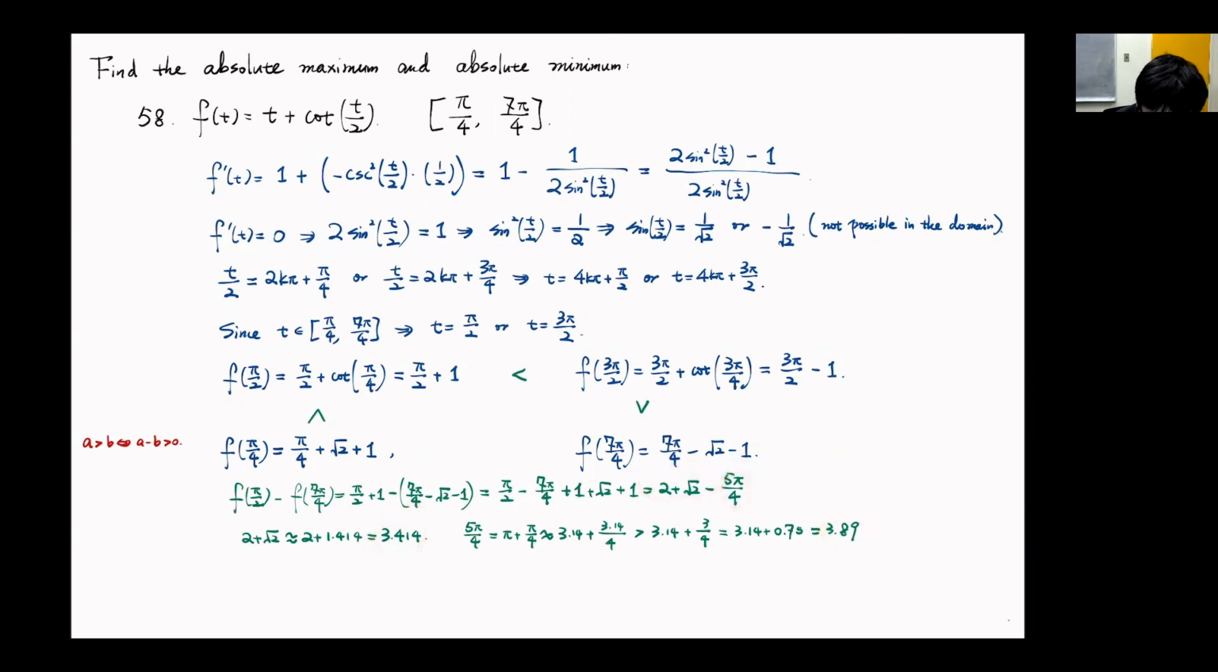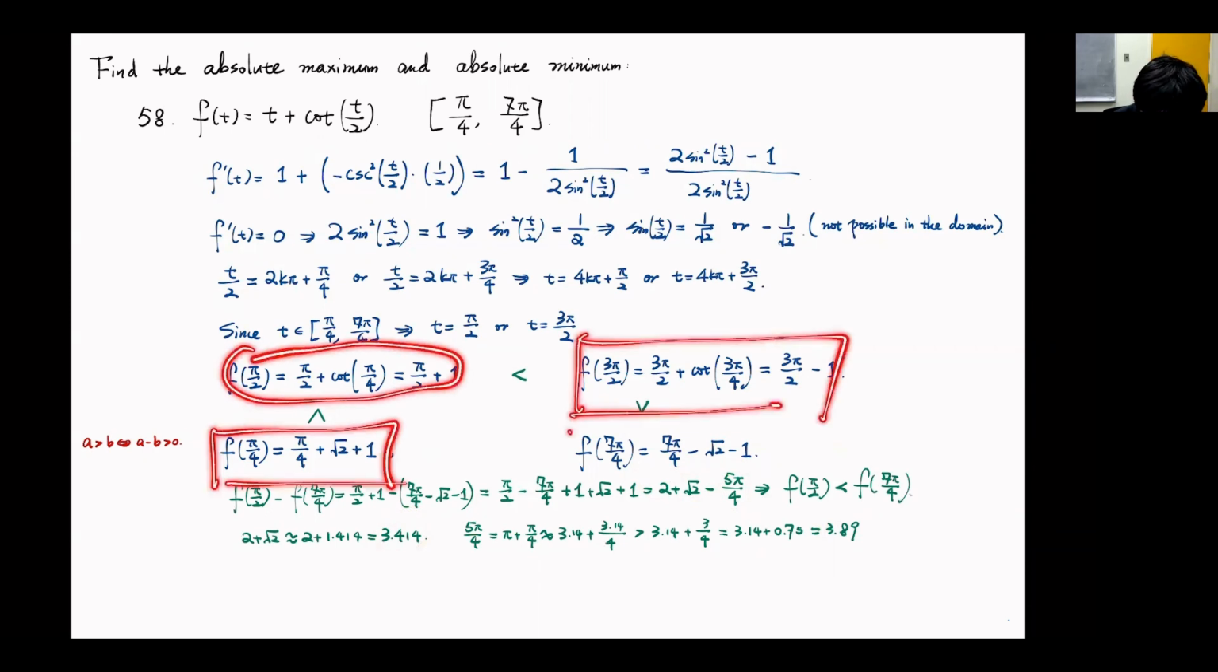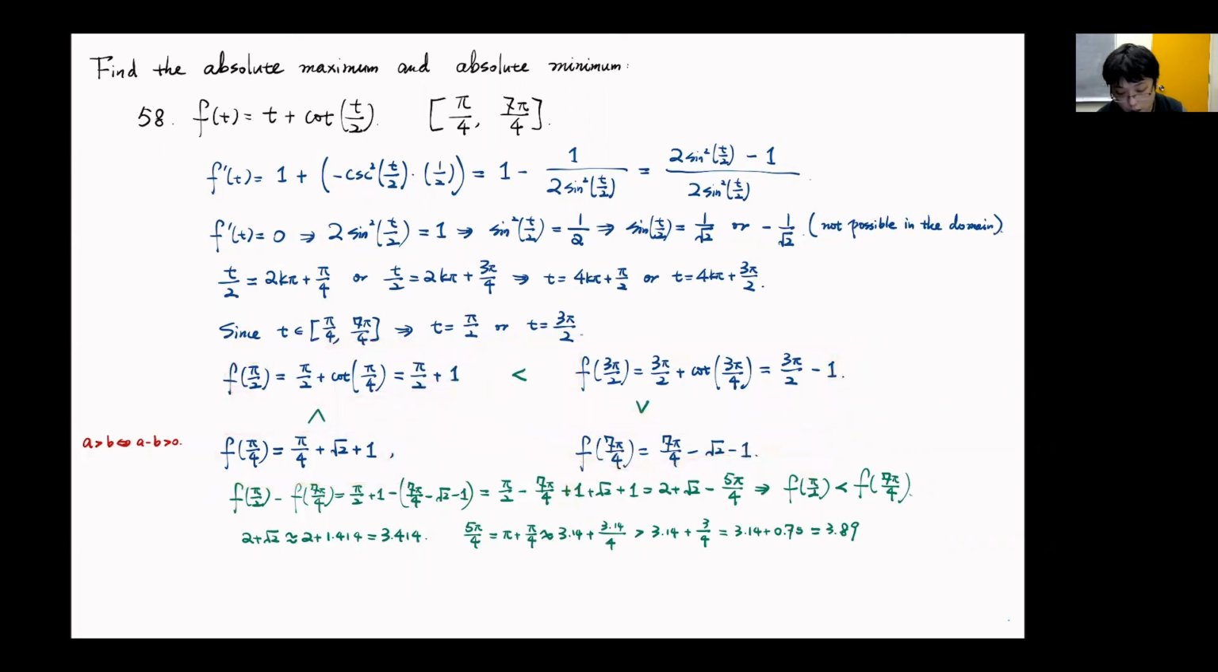So as a conclusion, we get f of pi over 2 is going to be less than f of 7 pi over 4. All right, so this means this is smaller than all the other ones, and as a result, we know that this is the absolute minimum. Okay, so that basically finishes the discussion for absolute minimum, but let me formulate the solution a little bit later. Let's just finish the absolute maximum as well.